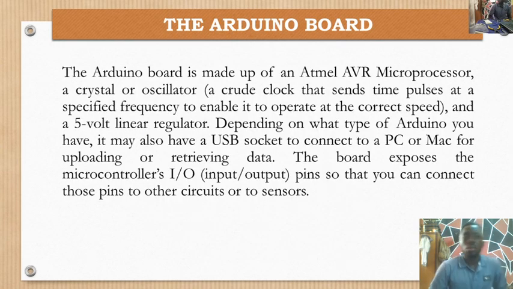The Arduino board is made up of an Atmel AVR microprocessor, a crystal or oscillator, a crude clock that sends time pulses at a specified frequency to enable it to operate at the correct speed, and a 5-volt linear regulator. Depending on what type of Arduino you have, it may also have a USB socket to a PC or Mac for uploading or retrieving data. The board exposes the microcontroller's I/O, the input-output pins, so that you can connect those pins to other circuits or to sensors. So the Arduino board has a lot of functionality. On the board, there is an AVR microcontroller and a crystal oscillator, which provides a clock pulse to the microcontroller.